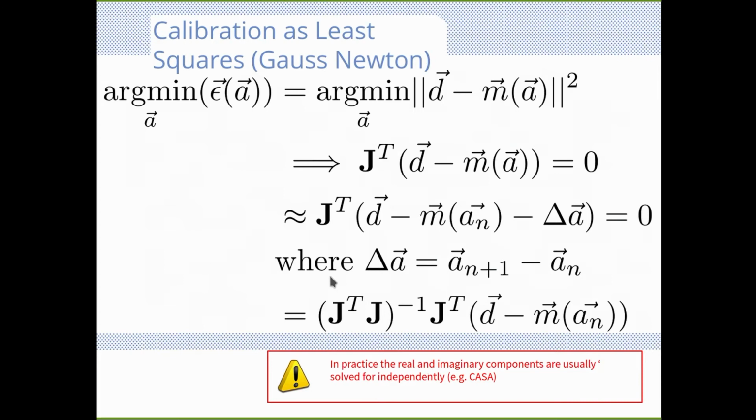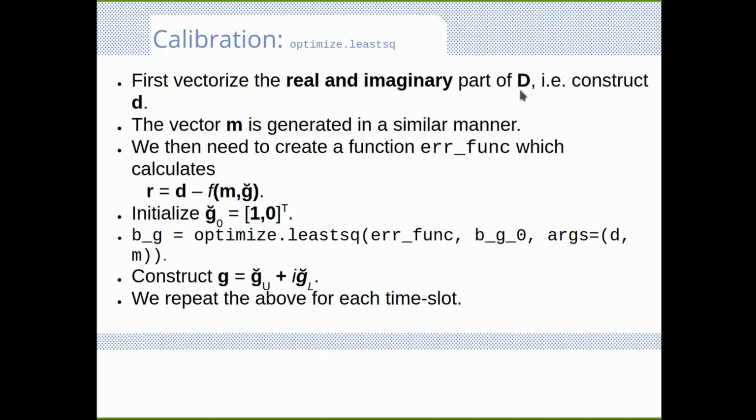All right, so for the calibration, as I said, we vectorize the real and imaginary part of the data vector. We construct a data vector for real, and then another one for imaginary, and we solve for them individually, without consideration of how they tie to each other. The model vector is generated in a similar manner. Either we assume a model vector for a calibrator, or we construct a model through imaging, and that will bring us to self-calibration a bit later on. I'm not going to go into further details there.